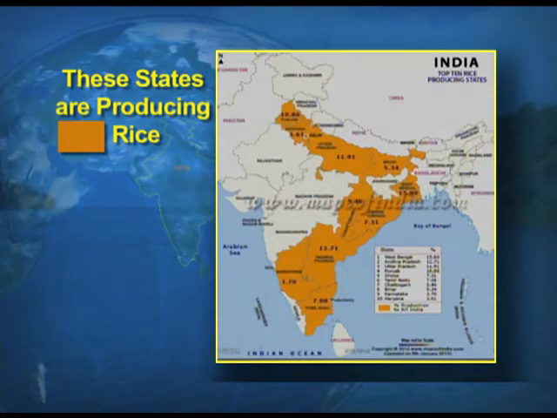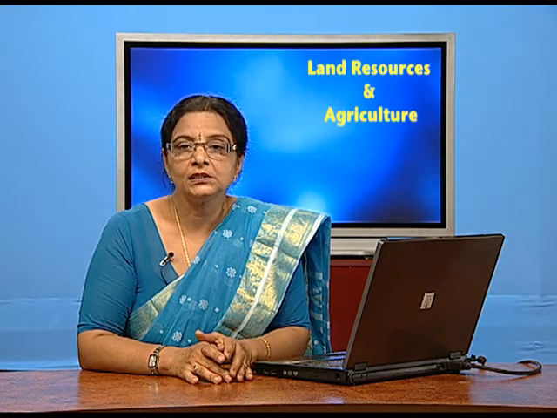So, children, look at the map. It shows that these shaded states are the states which go for the production of rice. You can see the whole of the eastern coastal area of India plus a few states on the western side as well, and the whole of the northern plain, known as the Indo-Gangetic plain, starting from Punjab, Haryana, the whole of UP, Bihar, West Bengal. All these states grow rice.